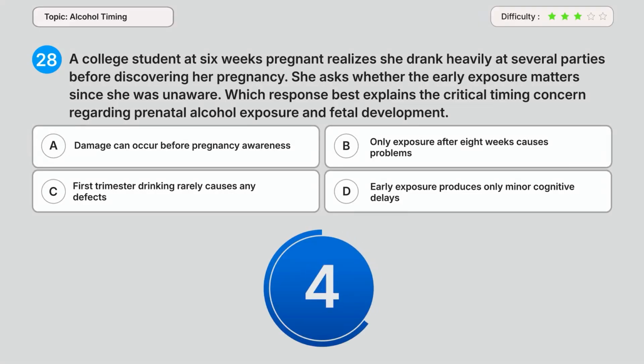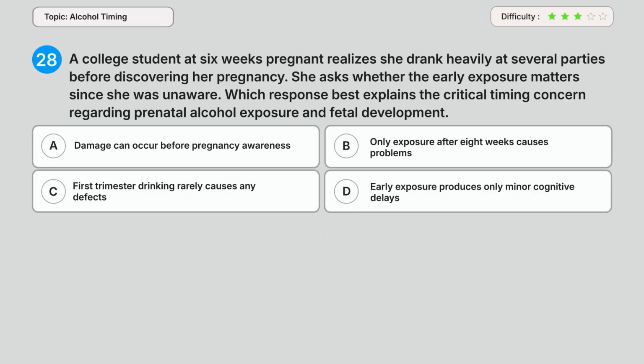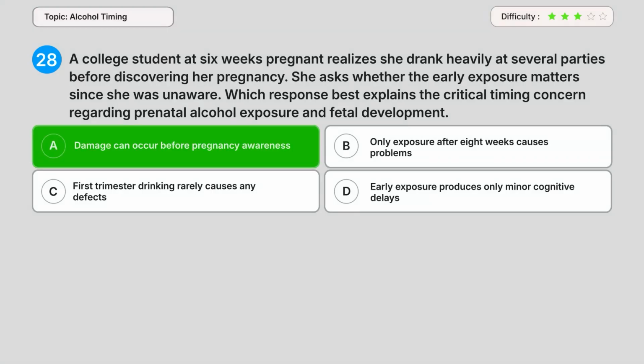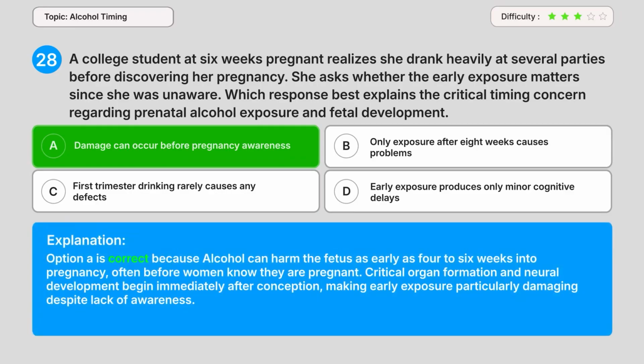What do you think is the answer? Correct answer. A. Damage can occur before pregnancy awareness. Alcohol can harm the fetus as early as 4 to 6 weeks into pregnancy, often before women know they are pregnant. Critical organ formation and neural development begin immediately after conception, making early exposure particularly damaging despite lack of awareness.